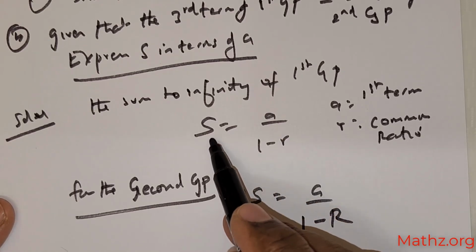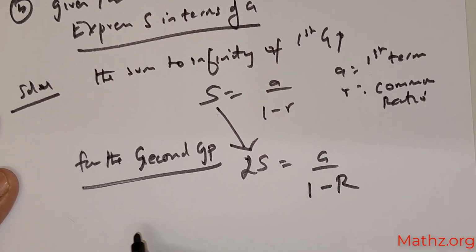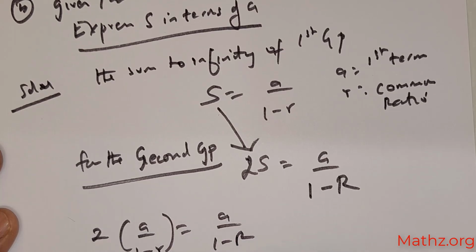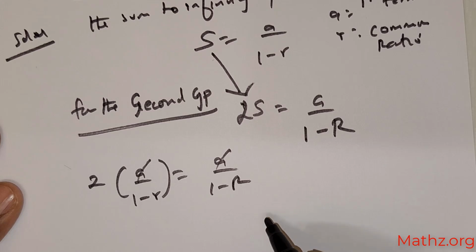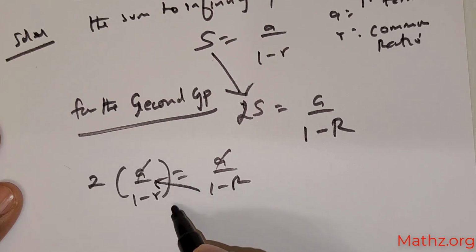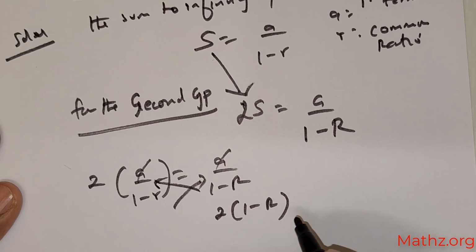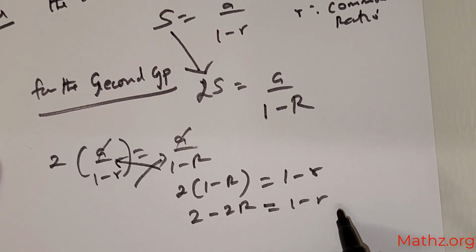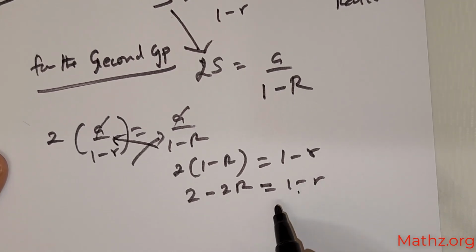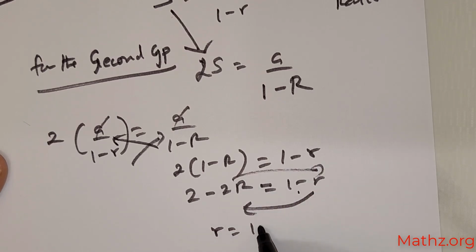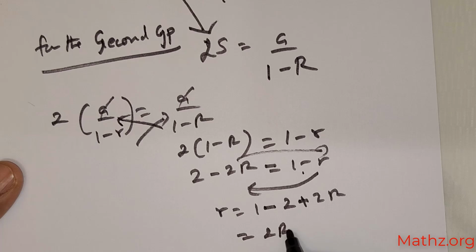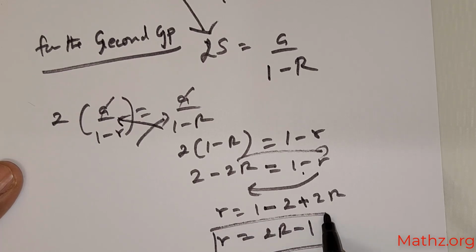Now I'm going to take this s and substitute it here. So 2 times a over 1 minus r is equal to a over 1 minus capital R. Now a gets cancelled. I cross multiply. So it's going to be 2 times 1 minus r is equal to 1 minus capital R. This means 2 minus 2 times r is equal to 1 minus capital R. I move everything to the other side, capital R to this side. So capital R is equal to 1 minus 2 plus 2 times r. So this will give me capital R is equal to 2 times r minus 1, which is required.